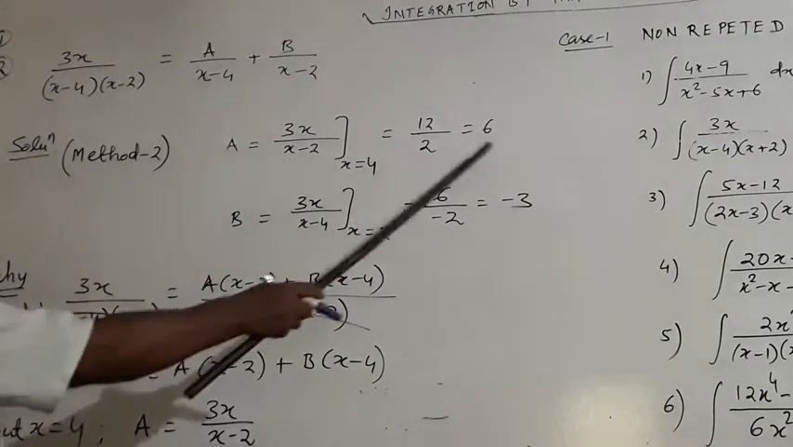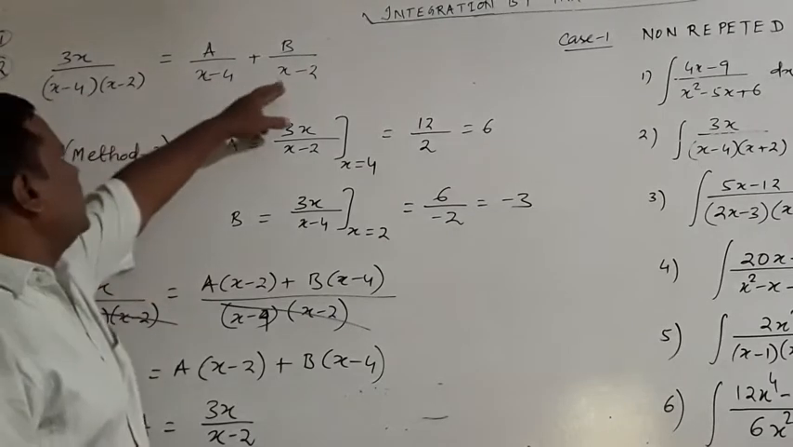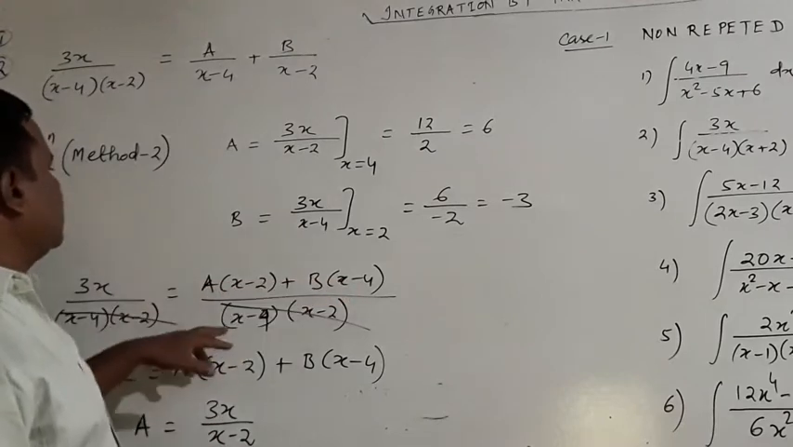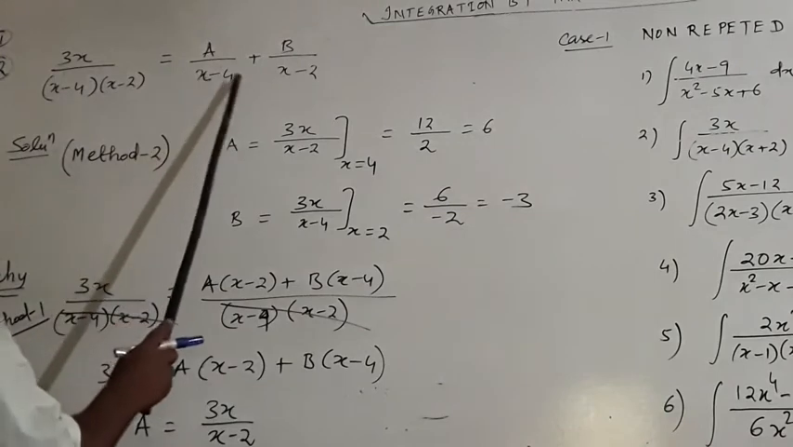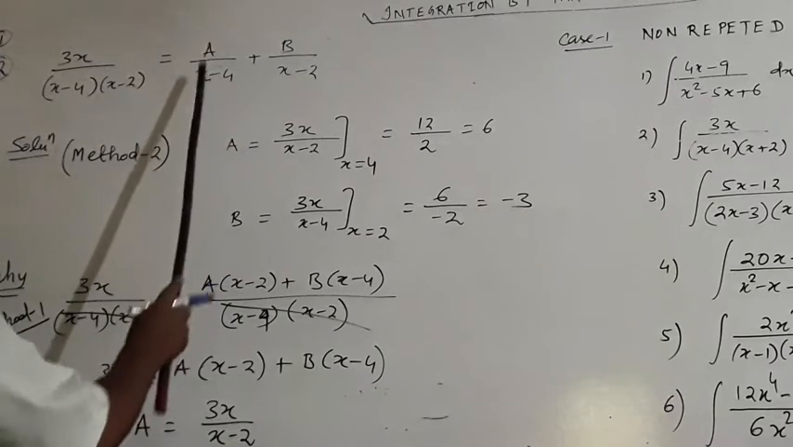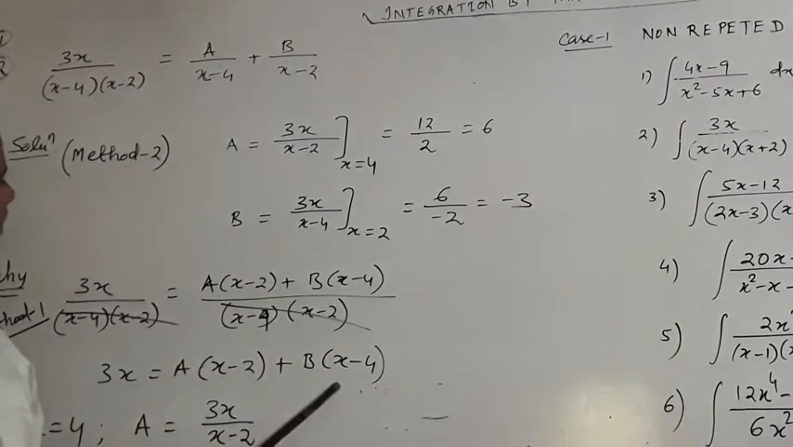A is this and B is this. Look at me. It is 3x by (x minus 4)(x minus 2). It is A into (x minus 2) plus B into (x minus 4). When you take the LCM, it will become (x minus 4)(x minus 2). A into (x minus 2), B into (x minus 4). They cancel. It becomes 3x is equal to A into (x minus 2) plus B into (x minus 4).